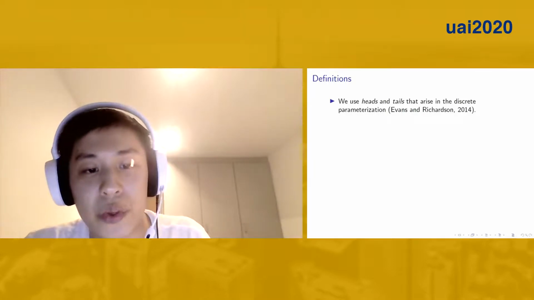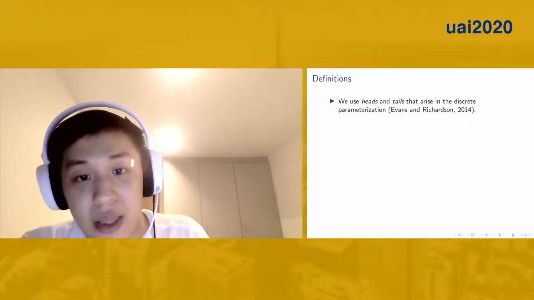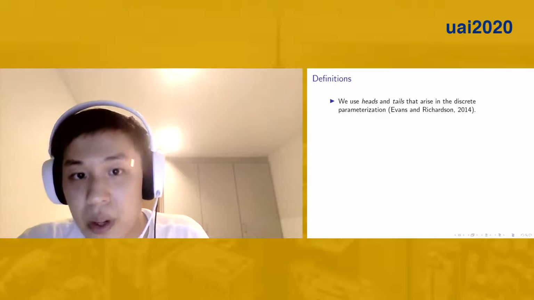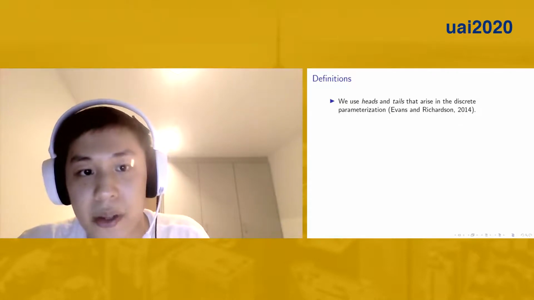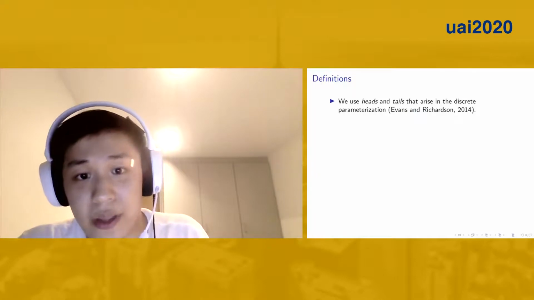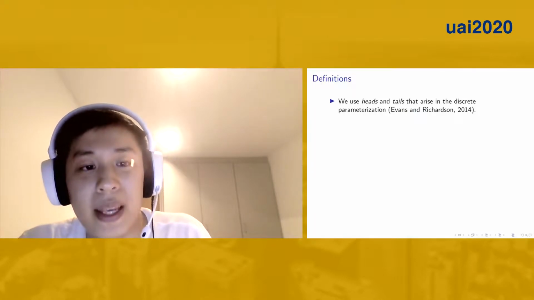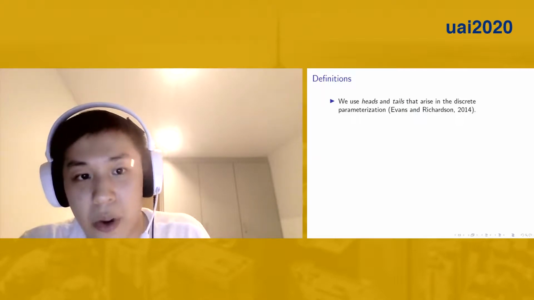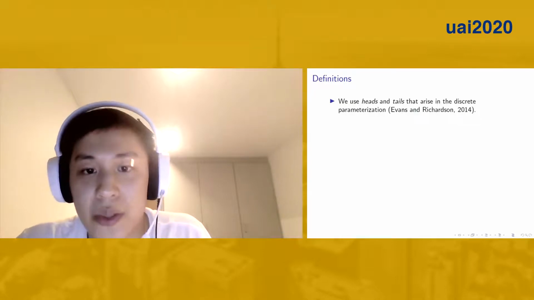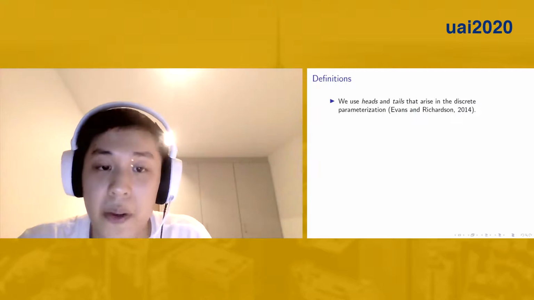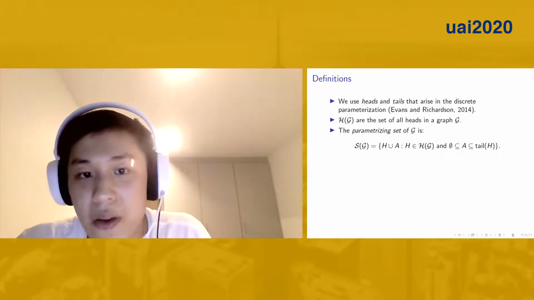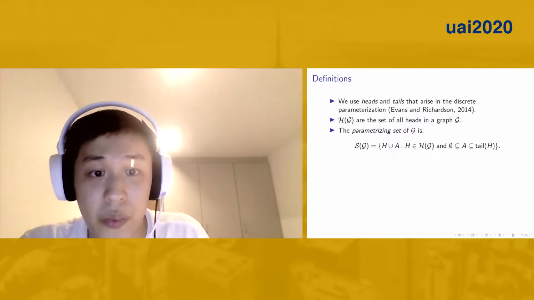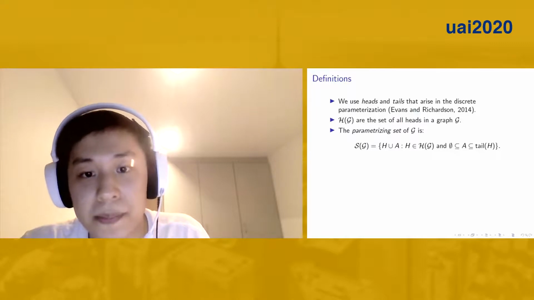In our criterion, we use heads and tails that arise in discrete parameterization of graphical models. A head is a set of vertices satisfying certain properties, and for each head, there is a corresponding tail. We won't go through the definition of heads and tails as they are quite long. The intuition for defining heads is that for a head H, there is no independence in H without marginalizing some elements of H, and further we show that this is true if we include any subset of the tail. Let H_G be the set of all heads, and we define the parameterization set S as all sets of the form H union A, where A is a subset of the tail of H.